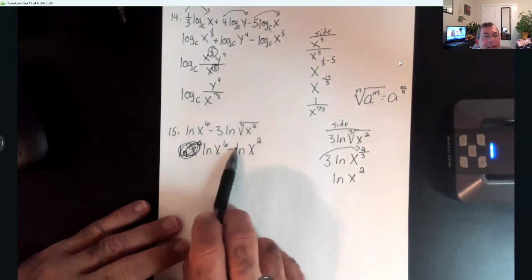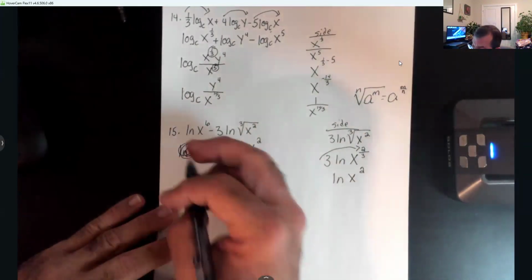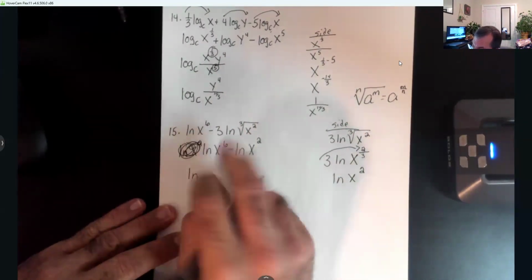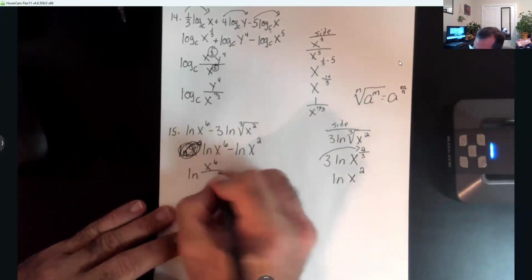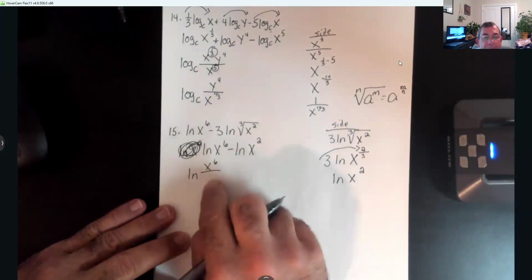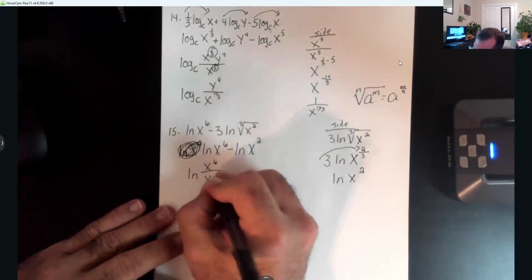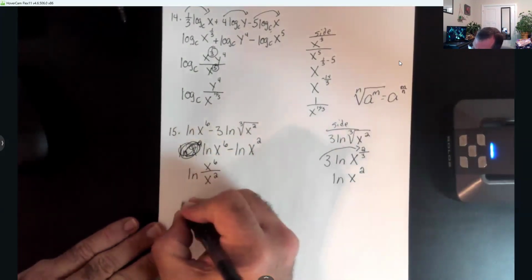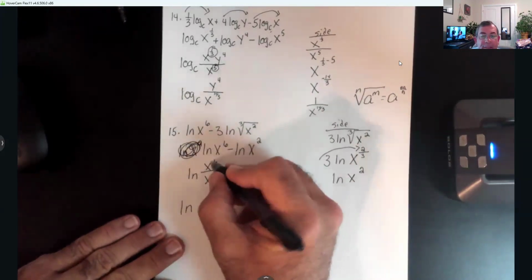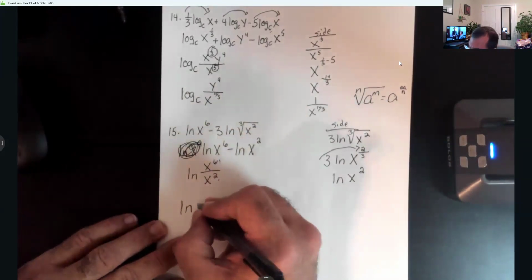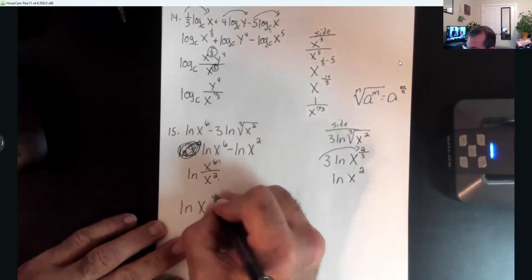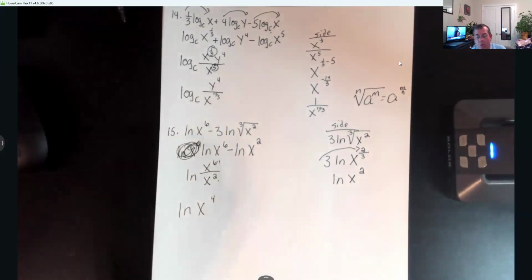Since they're being subtracted, I'm going to write them as a quotient. So ln, the positive factor goes to the top. The factor being subtracted goes to the bottom. And y'all look at that. When you have x's divided by x's, you subtract exponents. And 6 minus 2 gives me an x to the 4th.